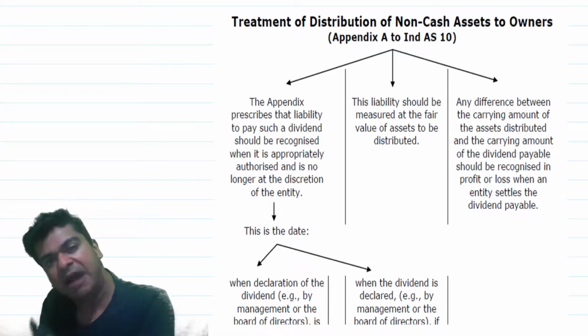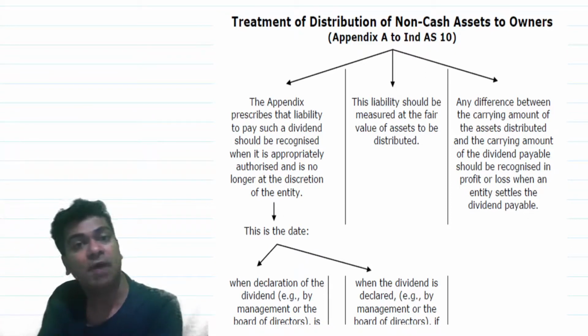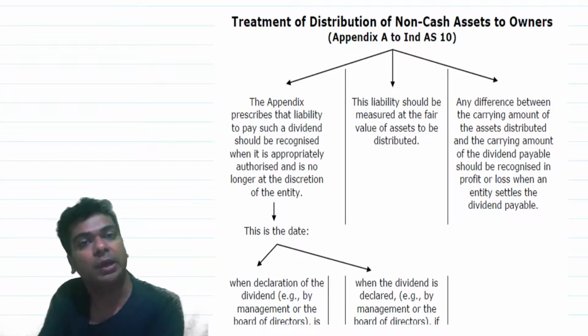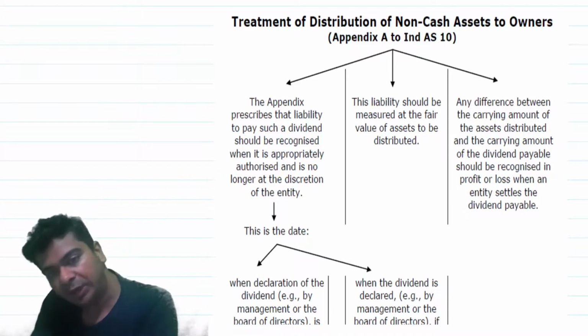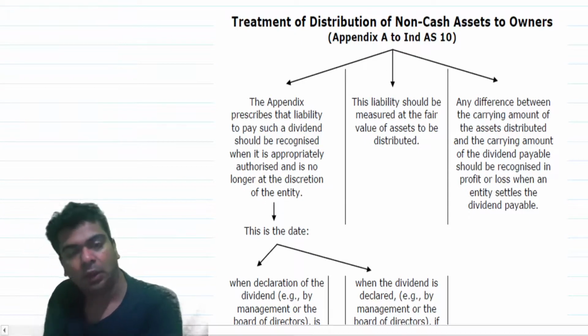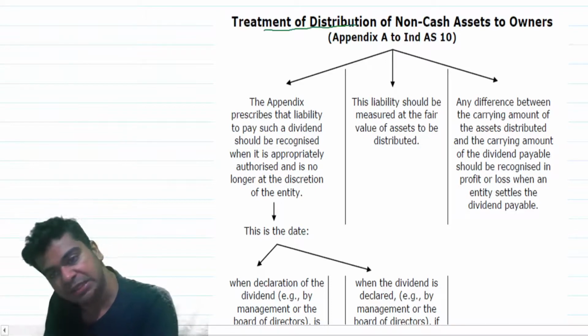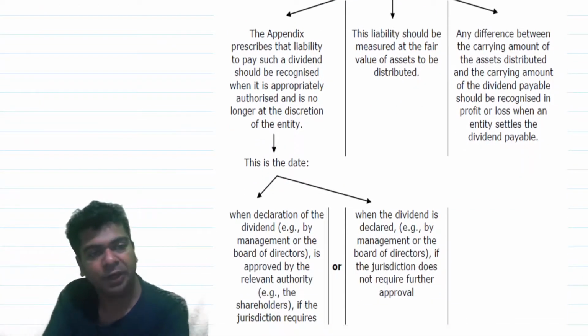There are in total five quick points that you should be clear with insofar as treatment of dividend in the form of a distribution of a non-cash asset is considered. Let's see it very quickly. What we are discussing is the treatment of distribution of a non-cash asset to owners covered by Appendix A to Ind AS 10. Yes, let's take up the first point over here.